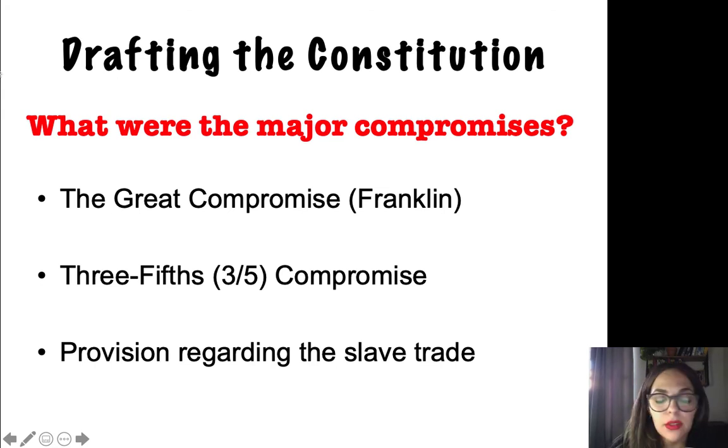Okay. So in essence, what does the 3/5 compromise do? Well, it counts 3 out of 5 slaves in those states, in essence giving those southern states a third more seats in the House, right, in Congress. And that's kind of a big deal. It gives them more electoral votes. It gives them more representation. It gives them more voting power. And so it's going to go ahead and continue.